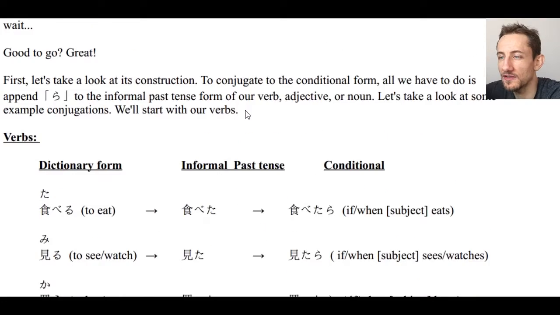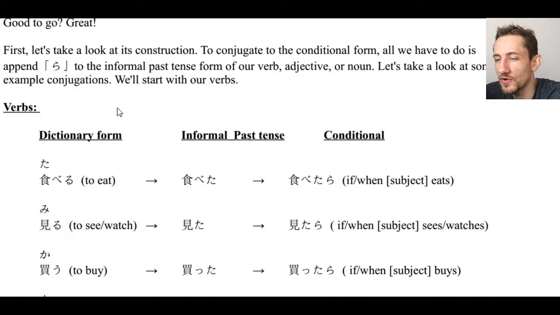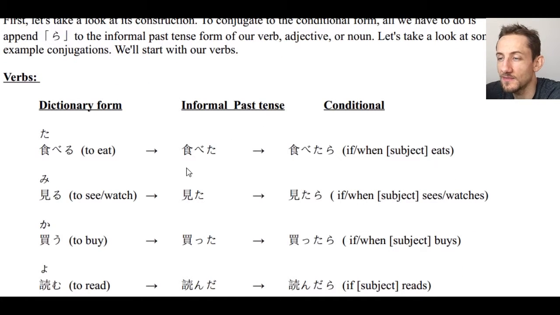Okay, so first we'll take a look at our verbs. You'll notice here we have the dictionary form and the conditional form and something in the middle. To get to the conditional form, all we have to do is add ra to the informal past tense form of the verb. So here we have taberu, which of course means to eat, and the informal past tense form is tabeta. So the conditional form will be tabetara, if and when something eats.